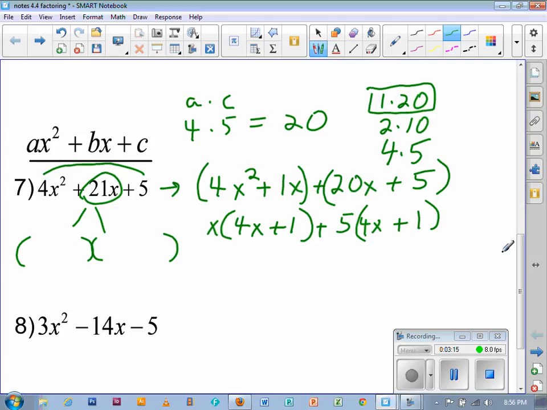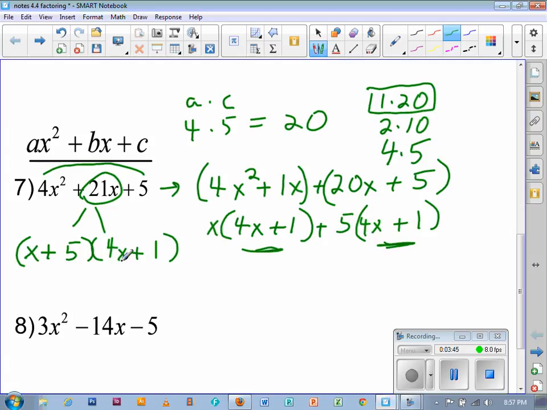Now, if you're successful here, you'll notice that these two binomials are the same, and for this to work, that must happen. So then we bring over 4x plus 1 and list that just once. Then you take your two GCFs, x plus 5, and list that as your other binomial. And you will find, if we FOIL this, that it equals this trinomial.